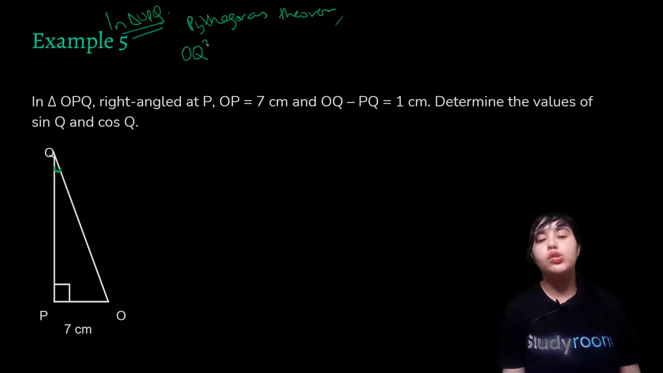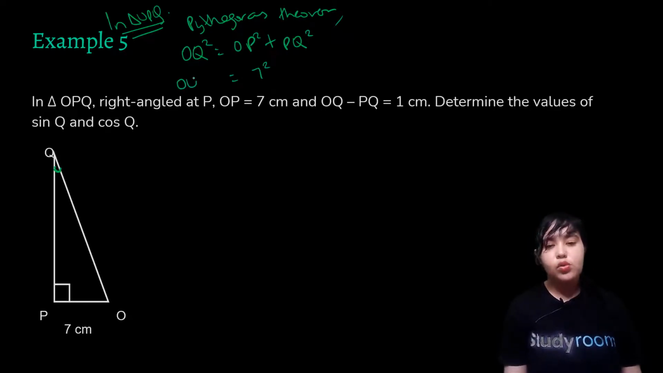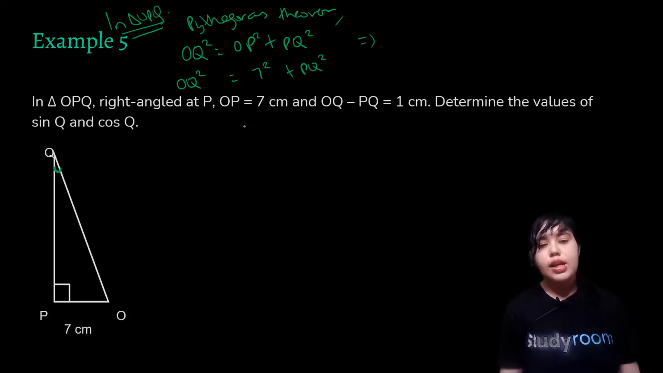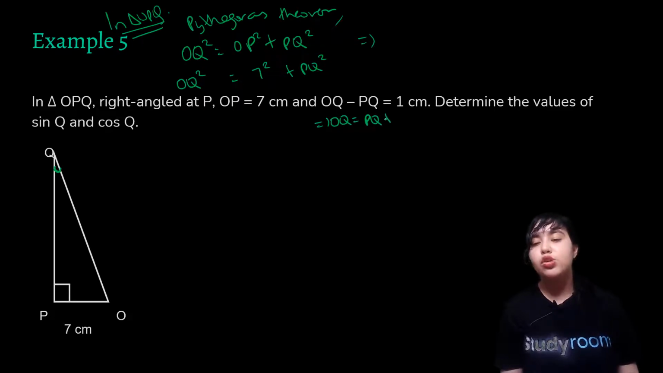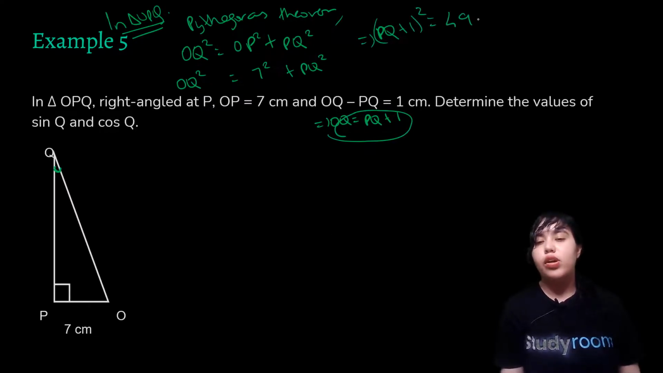OQ. So OQ square is equal to OP square plus PQ square. We already know OP square, which is 7 square. So we have OQ square is equal to 7 square plus PQ square. Now if OQ minus PQ is equal to 1, my OQ will become equal to PQ plus 1. This minus will become plus over here. So here if I substitute OQ equal to PQ plus 1, I can write OQ square as PQ plus 1 whole square. 7 square is 49 plus PQ square remains as it is.